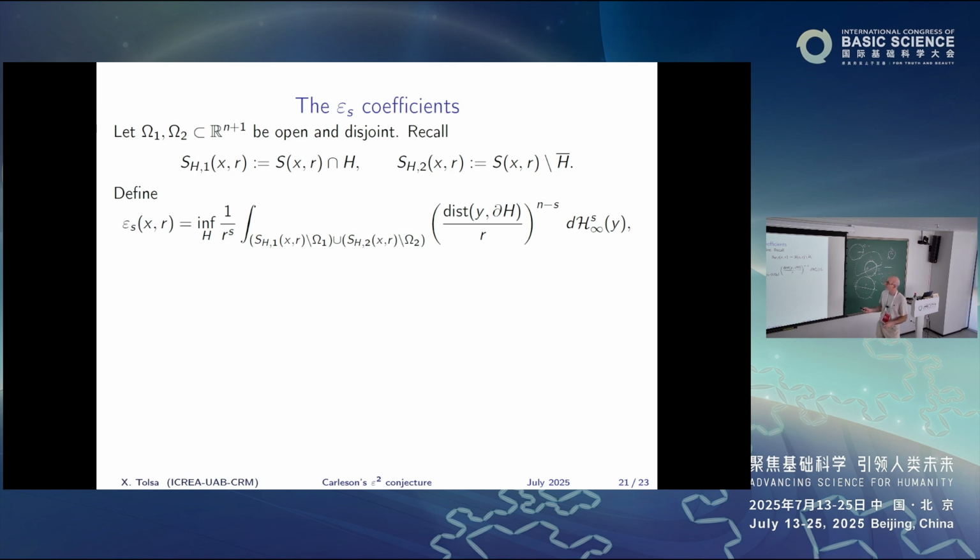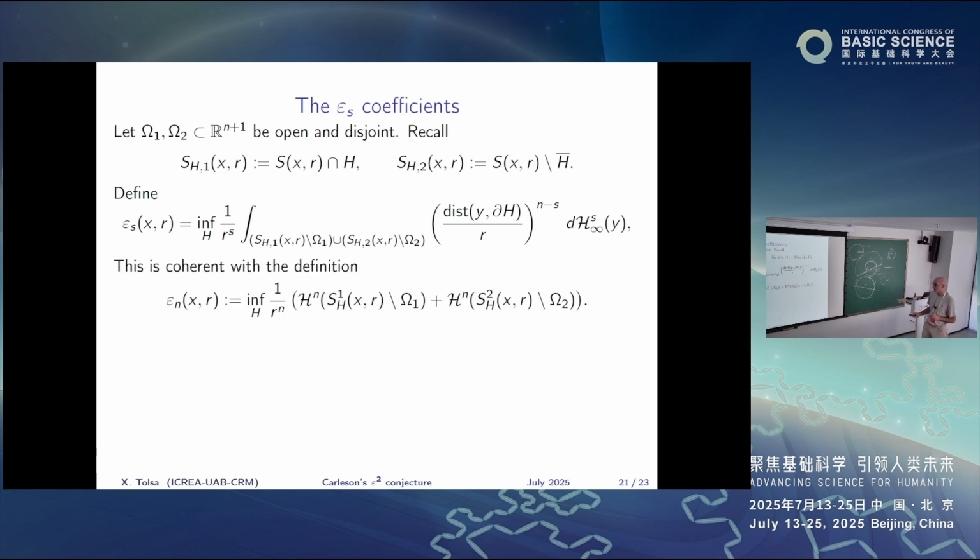We introduced a variant that is s-dimensional, with fewer dimensions. So again, this is a half sphere, this is another half sphere. Remember, this was the intersection of this half plane, and this is the complementary. And then we consider this coefficient. We take this infimum, we integrate in sh1 minus omega 1, sh2 minus omega 2, and this quantity, the distance from here to here, n minus s. And we integrate with respect to the s-dimensional Hausdorff content.